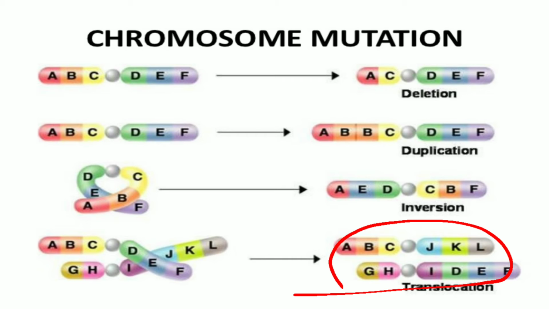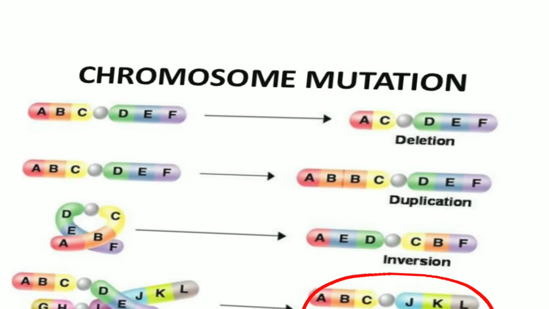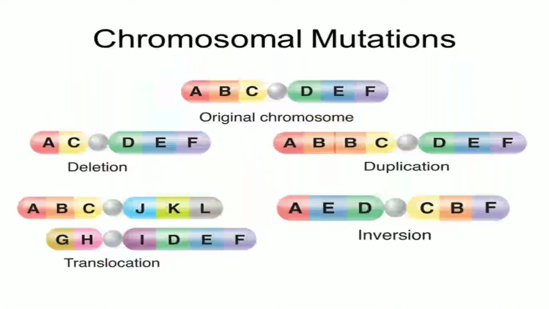As a result, one chromosome represents deletion while the other shows the additional component. So these are the various types of the chromosomal mutation. You can even better understand from this diagram.